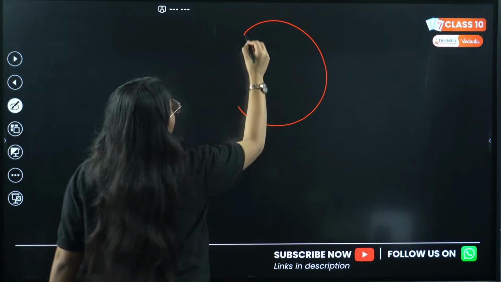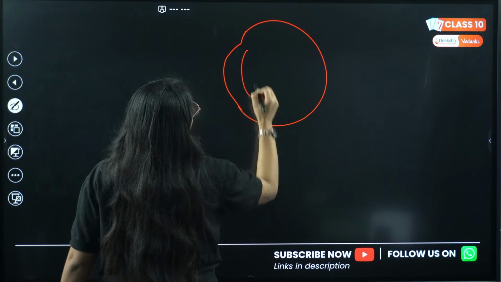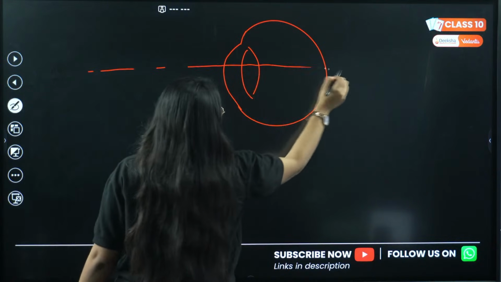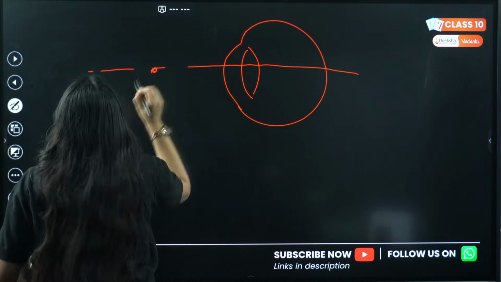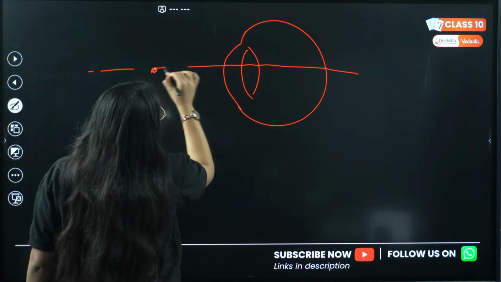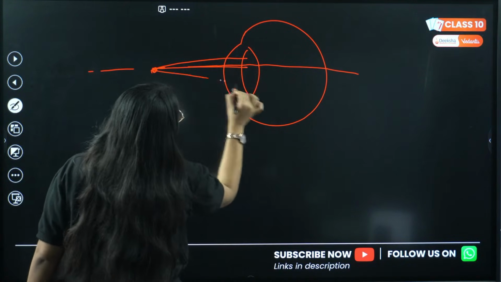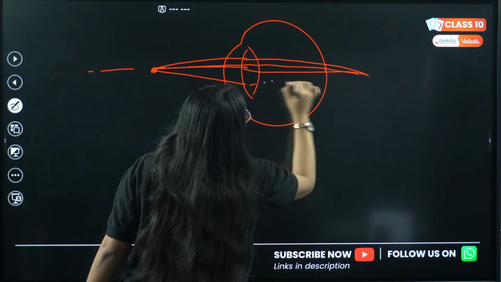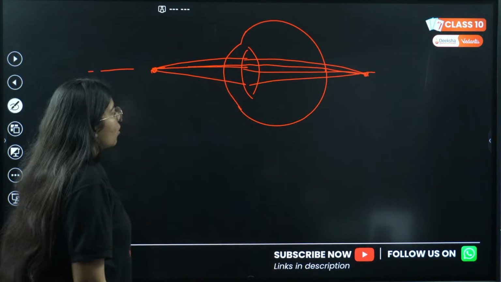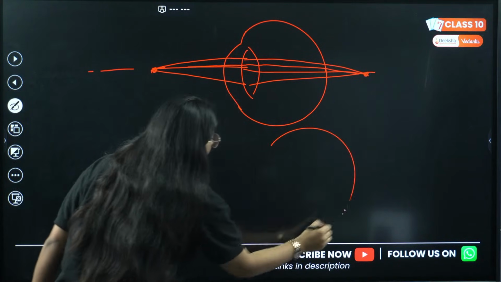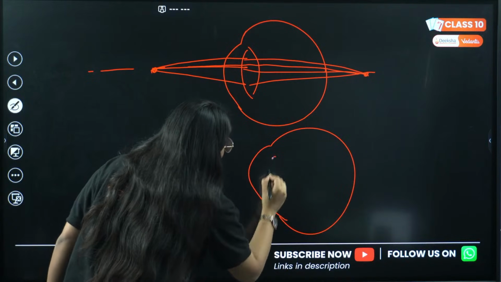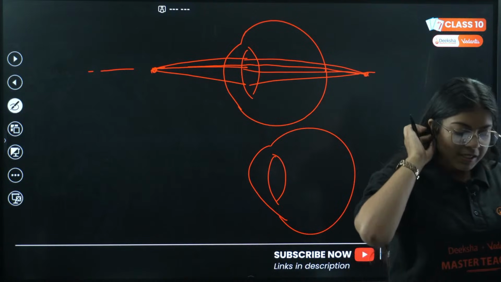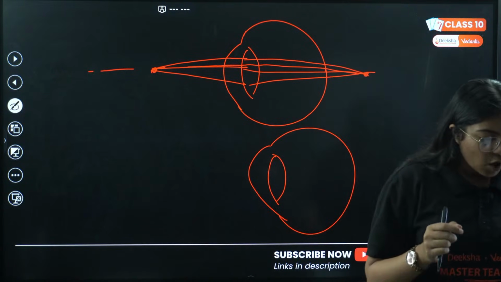This is an eye. Correct. Now, this is an eye lens. Now, rays, this is, let's say, my near point. Okay. This is my near point, and when rays are coming, they are not getting converged on the retina, but behind the retina. Correct. This is the defect we are talking about. Now, what we do to correct this is we use what kind of lens? What kind of lens is being used in this case to correct hypermetropia? Concave or convex?